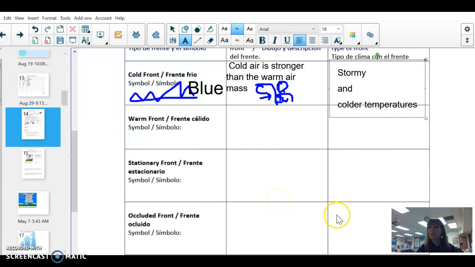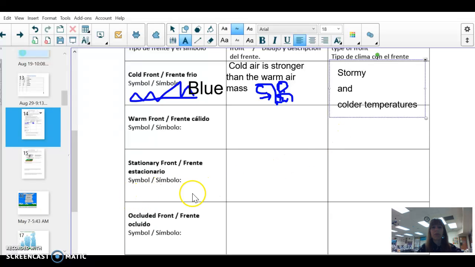I'm not writing in all of this. I'm just going to go over it kind of quickly with you. Okay, so make sure to pause and then press play. At this point, when I look at warm front, you should have had red semicircles. You should have said warm air is stronger than the cold air. And you should have said it was rainy, cloudy, and temperatures would rise or go up. It'd get warmer.